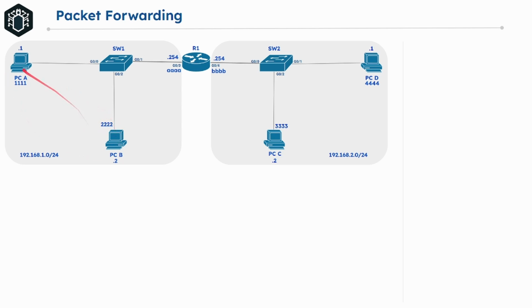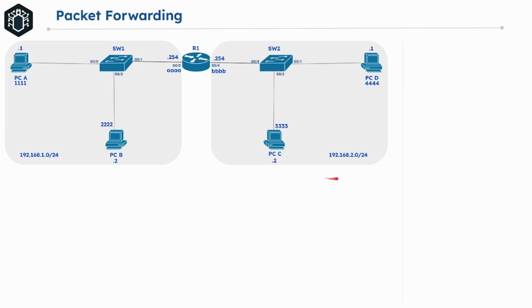And both of these devices are connected to switch 1, and switch 1 is connected to router R1 at G03 interface. This interface of the router has an IP address of 192.168.1.254, which is the default gateway of this particular network, and this interface also has a MAC address of AAAA. So, just like devices, every router interface also has its own MAC address.